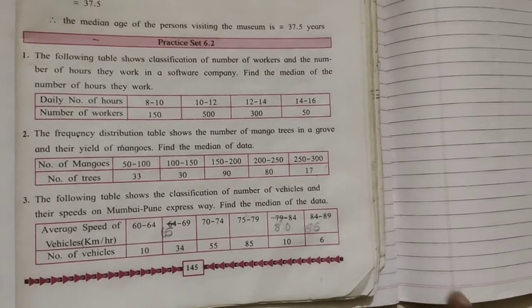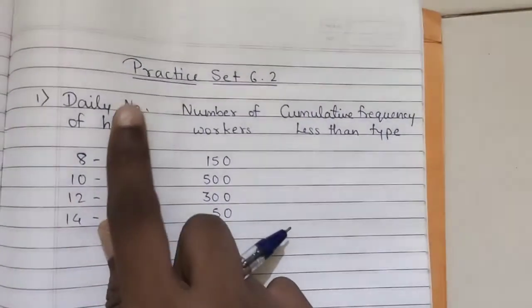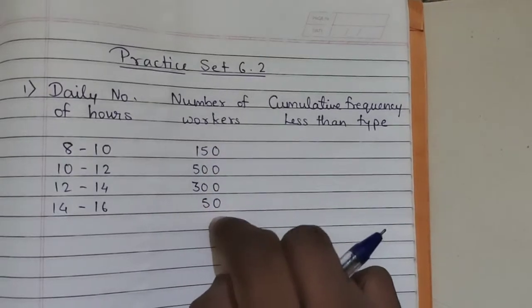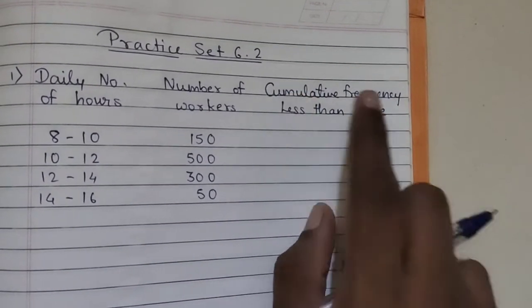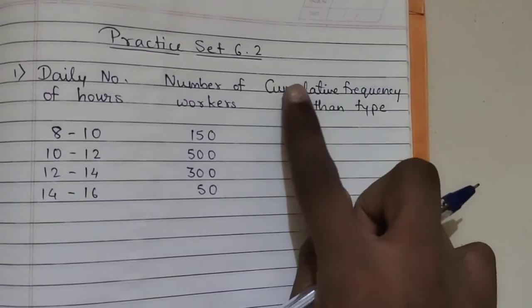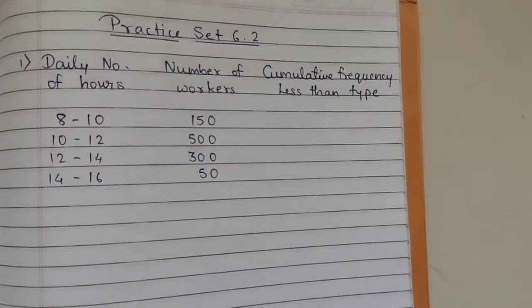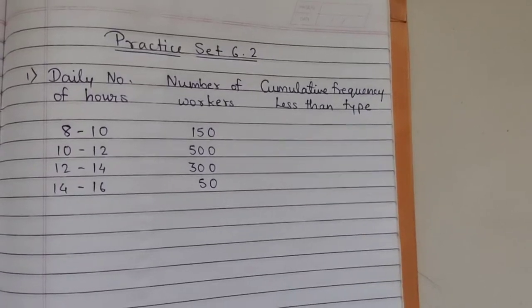Let us learn how to find the median of this data. I have already made the table. You can see the daily number of hours in this column, the number of workers in this column, and we will make one more column, the cumulative frequency of less than type. You have already learned how to make cumulative frequency less than type in class 9th, but I will repeat how to do this.